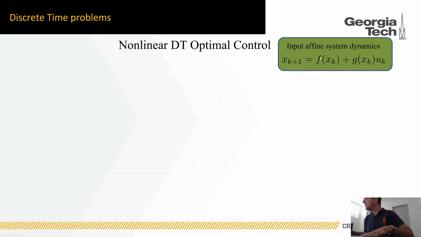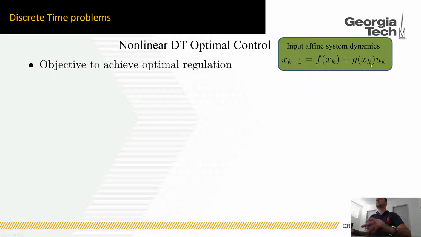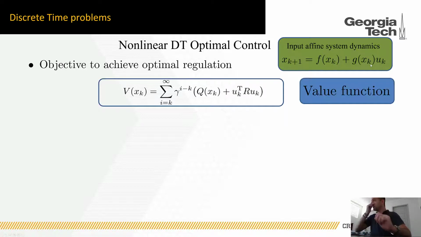Of course, if I have nonlinear dynamics, things are becoming tougher and tougher. Here I have a nonlinear f, a nonlinear g, and a u. Again, what I want to do first is achieve optimal regulation. Let's say that the value function is given by this expression over here, where gamma is your discount factor, Q is positive definite, and uk transpose R uk is also included, where R is positive definite.